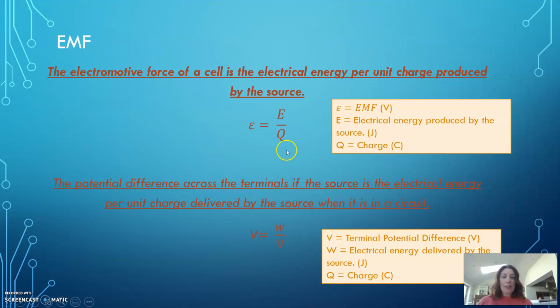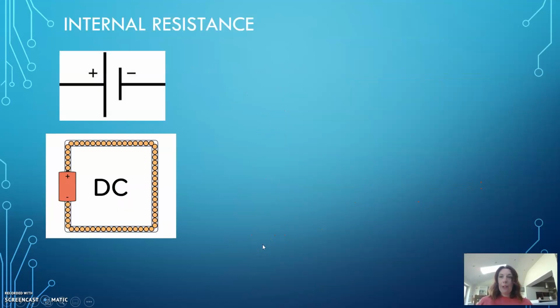So the equations are the same. Units are the same. It's just that this is how much can be produced, and that's how much you supply. And there is a difference between these two values, okay? How much you make is not the same as the amount that you can supply. So let's talk about why that is. And it's due to something called internal resistance.